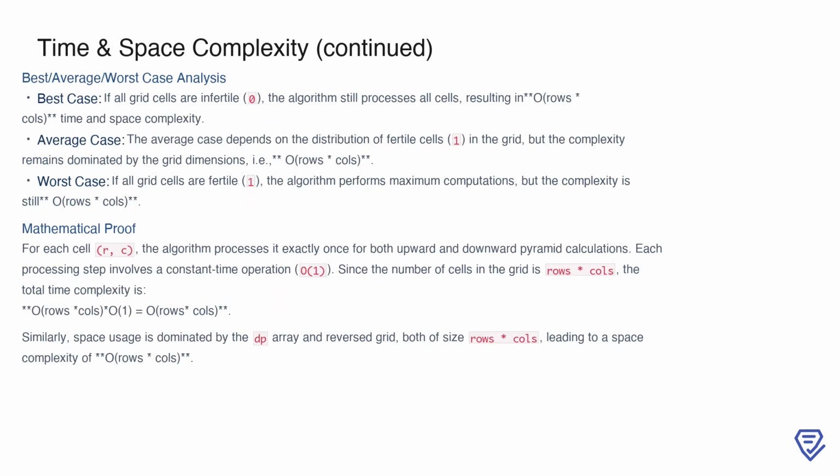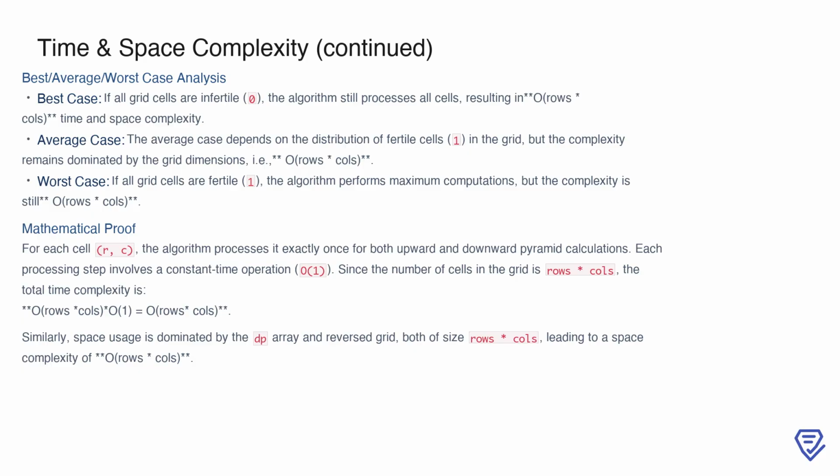Analyzing the best, average, and worst cases, we find that the algorithm consistently maintains a time complexity of O(rows * columns). In the best case, where all cells are infertile, 0, the algorithm still processes every cell once, resulting in O(rows * columns) time complexity. In the average case, the distribution of fertile cells, 1, might vary, but since the complexity is determined by the grid dimensions, it remains O(rows * columns).